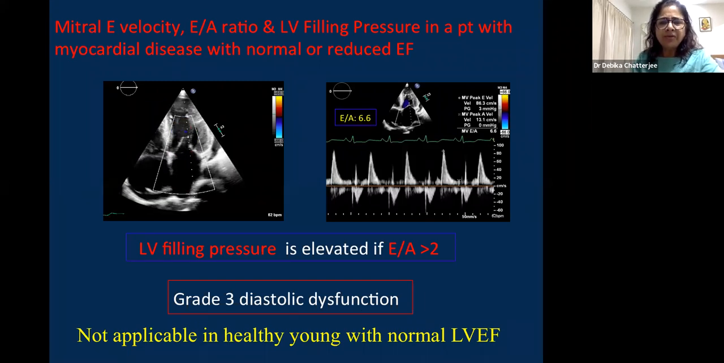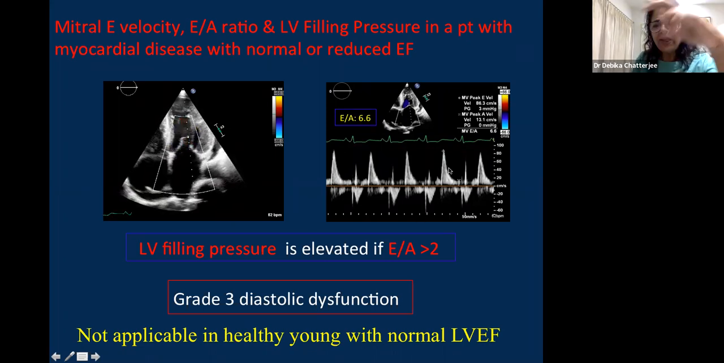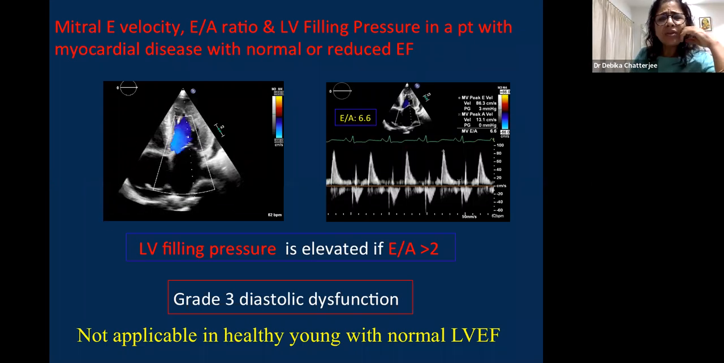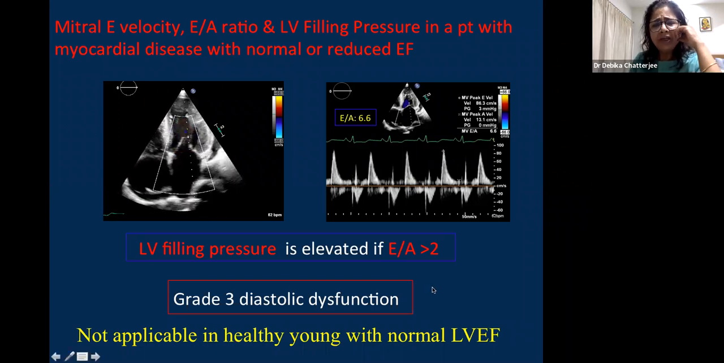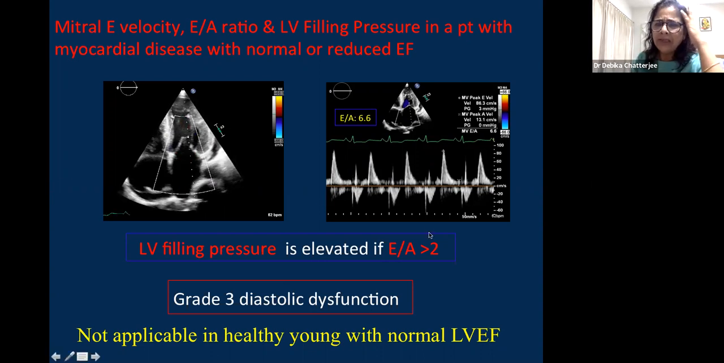However, you must remember that this patient is a patient of cardiac amyloidosis. You may get to see a similar pattern, very tall E, small A, in healthy young individuals having no myocardial disease and normal LV ejection fraction. So you must be very careful to make a comment of grade 3 diastolic dysfunction in a young adult. If it happens to be a normal, healthy young individual, then this pattern is normal.